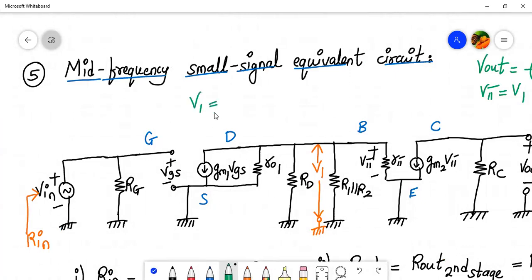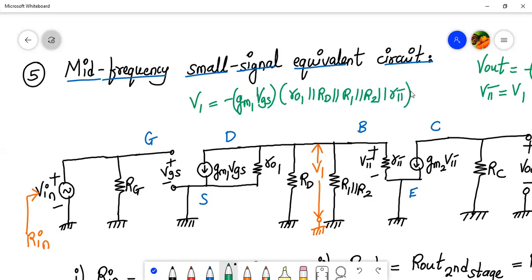Similarly, V1 will be this current, which is gm into VGS, a current source, right? It is an outgoing current source, not flowing to the ground, so it will be minus current. Why minus? I've already told you, it's not flowing to the ground, but into these resistances in parallel. So what are the resistances in parallel? RO1 parallel to RD, parallel to R1, parallel to R2, and parallel to R pi. So these many resistances in parallel.